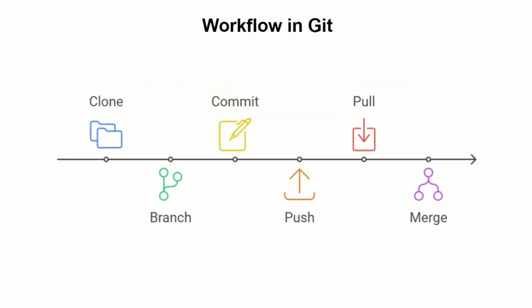Let's see the workflow of Git. Get a local copy of a repository from the remote using clone. Then create a new branch to work on a specific feature or fix. Then save your changes to the branch with a commit message. Then upload your changes to the remote repository. Then you can retrieve the latest changes made by others using pull. Then merge to integrate changes from different branches.